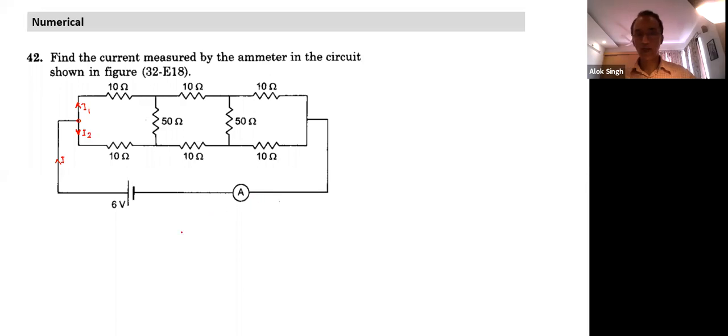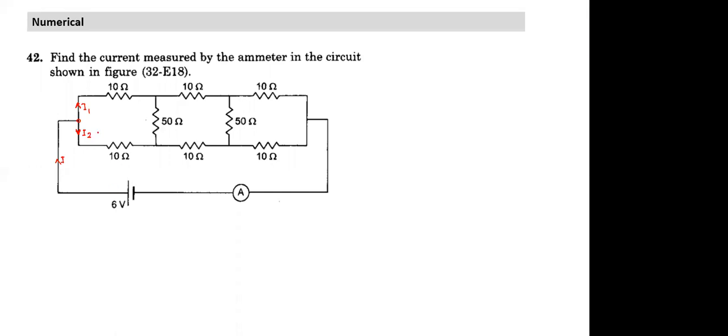You notice something special in the circuit here? Sachi, can you notice something special? No? Okay, so you don't find anything special in the figure. Let's see if somebody else can find something special. Kartikeya, do you notice anything special in the figure? Yes, sir. I1 equals I2. Why? Because of symmetry.